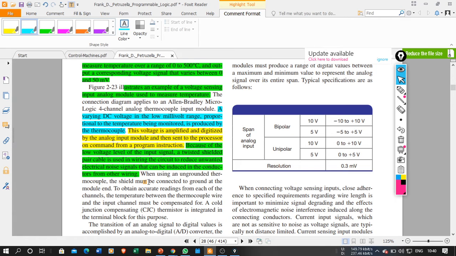When using an ungrounded thermocouple, the shield must be connected to the ground at the output module. Here ground is a very important factor. The ground is the reference with which you are going to measure the voltage level. So when you are using an ungrounded thermocouple, the shield must be connected to the ground at the module end, whether it is the input module or the output module.